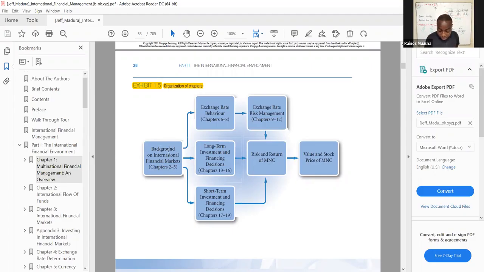Chapters 2 to 5 look at the background in international financial markets. Then chapters 6 to 8 look at exchange rate behavior, since we said that movements in exchange rates are going to end up affecting our multinational international financial management as well. How do we now understand the exchange rate behavior? Because understanding it allows us to have a more accurate estimation of the movements in exchange rates, so that we're able to make better capital budgeting decisions as well.